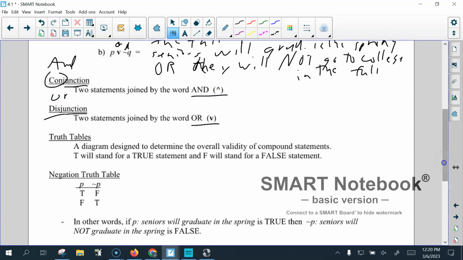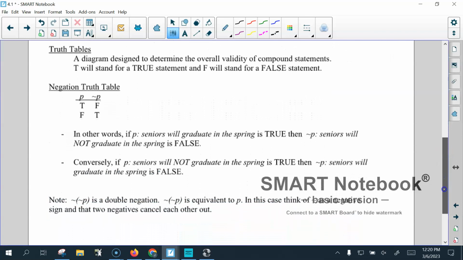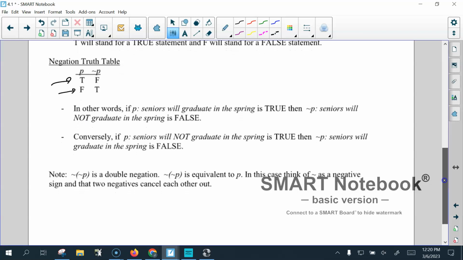Now we're going to talk about something that is pretty much only in logic, and they're called truth tables. It's a diagram designed to determine the overall validity of compound statements. T will stand for true, F will stand for false. Pretty easy. So a negation truth table is just basically saying, if P is true, not P would be false. And if P is false, then not P would be true. It's just taking the negation. So the negation of a true is false, and the negation of a false is true. That's all we're doing. Kind of common sense, nothing too tricky there.